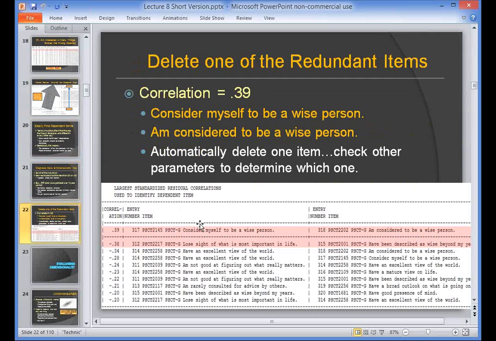The residual correlation is telling us that those two items are too strongly related, and one of those items simply has to go. So what you would do is look at all of the other psychometric characteristics. You would look at the targeting, the fit statistics, and the point measure correlation, and you would determine which item has the most strikes against it, and that item would be removed. Okay?